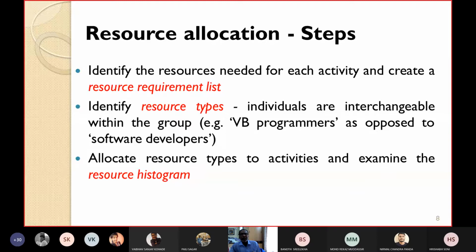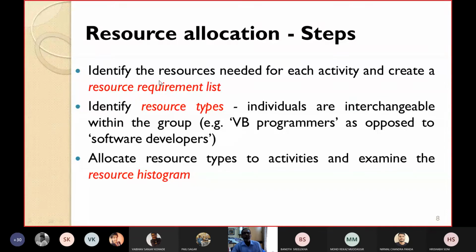The third step is to allocate resource types to activities. After identifying the resources and the resource types, then allocate the resource types to the different activities, and then examine the resource histogram. After allocating the resource types, you can represent how you have allocated through a bar chart or bar graph, and that can be further simplified to a resource histogram. So allocate the resource types to the activities and then examine the representation here. This is the resource histogram. These are the steps required for resource allocation.